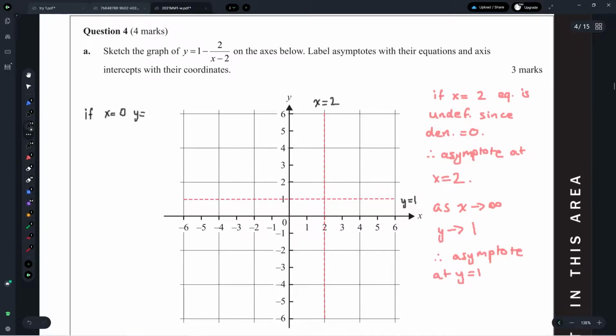And then we find where the axis-intercepts are. So we do x equals 0, y equals 2 here, because we get y equals 1 minus 2 on negative 2, which is y equals 1 plus 1, which is 2.